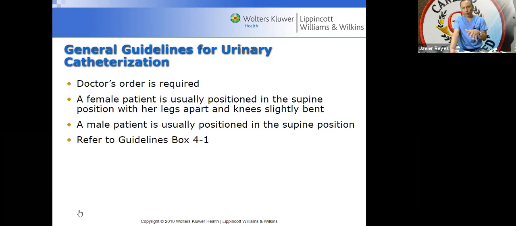It may not be the perfect way to do it, but it is possible to do it that way. Now, from personal experience, the most challenging patients for me to insert catheters in are the ones who are a little bit on the heavy side. It's very difficult for them.